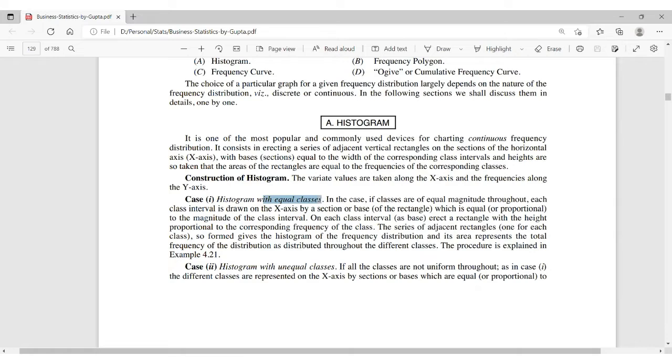Histogram with equal classes. In the case that the classes are of equal magnitude throughout, each class interval is drawn on the x-axis as the base of a rectangle, equal to the proportional magnitude. On each class interval, erect a rectangle with height proportional to the corresponding frequency of the class. The series of adjacent rectangles so formed gives the histogram of the frequency distribution, and it represents the total frequency of the distribution.